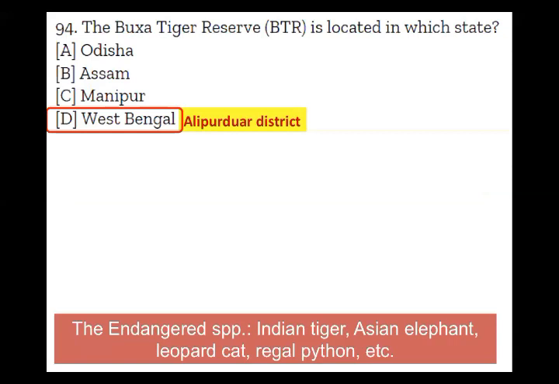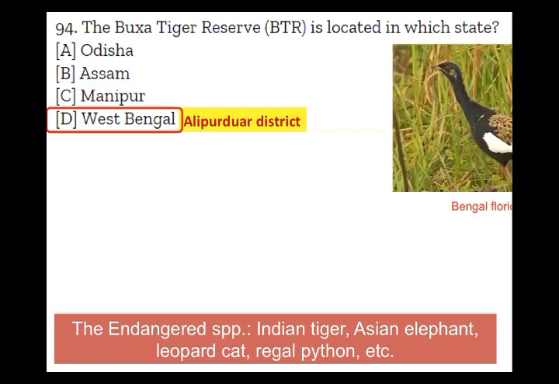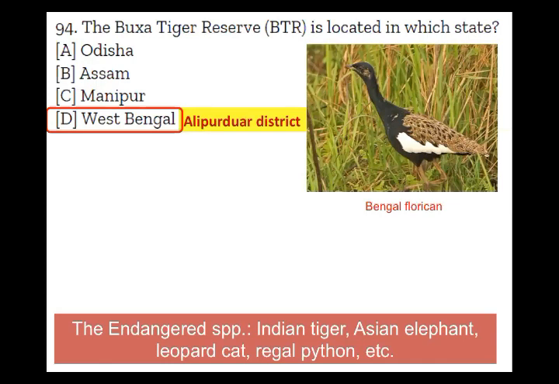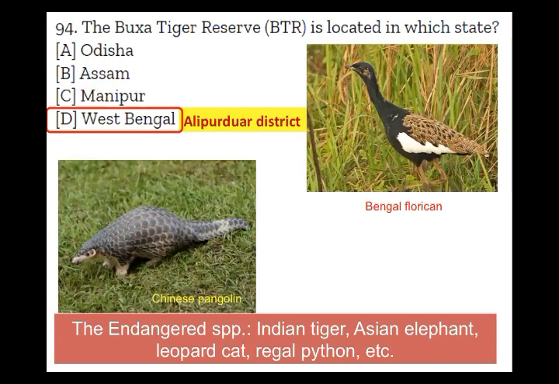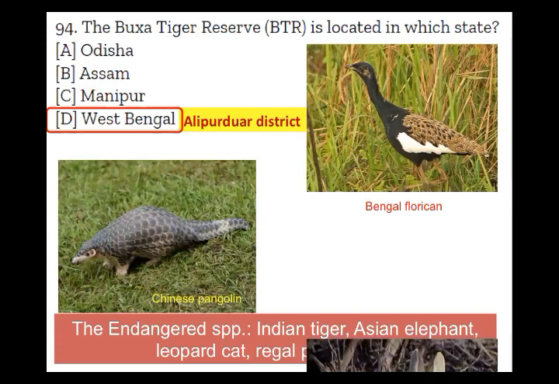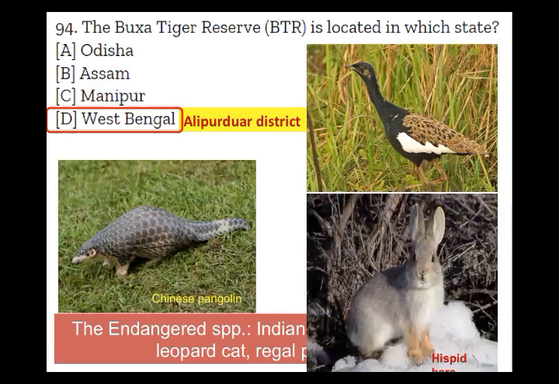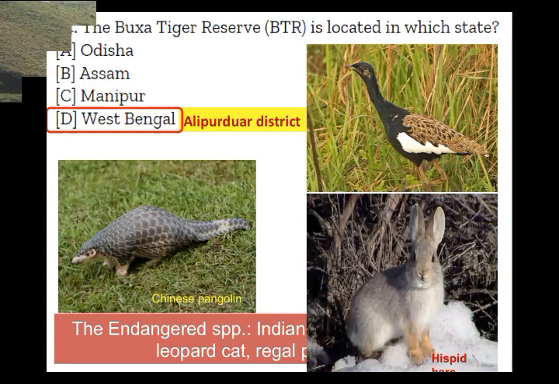There are several species noted from this particular reserve. Commonly, the Asian elephant, Indian tiger, leopard, and python. There are some notable species also found in this particular region. The Bengal florican, a very rare bird species, the Chinese pangolin, and also the hispid hare, which looks like a rabbit, and it belongs to the hare group of the rabbit family.